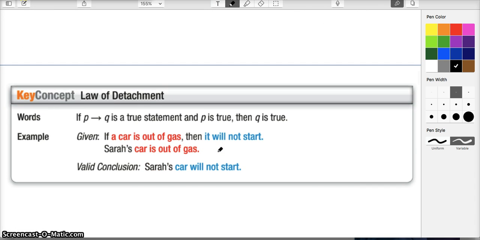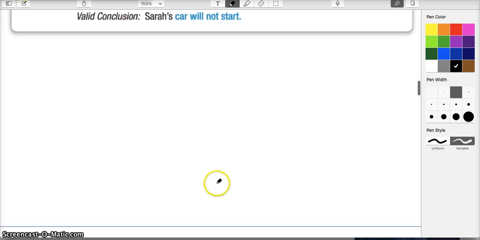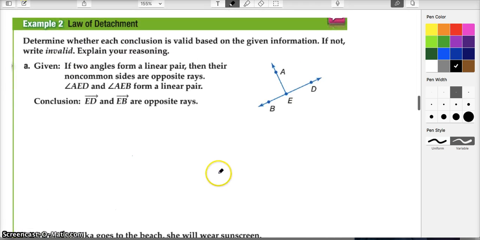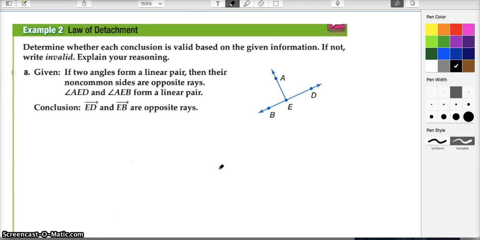This next example is going to talk about the law of detachment. Again, the law of detachment just says if P implies Q is a true statement, then P being true means that Q is also true. And so we'll see if we can apply that in this next example. Here, for the law of detachment, we're going to determine whether each conclusion is valid based on the given information. If not, we're going to write invalid.